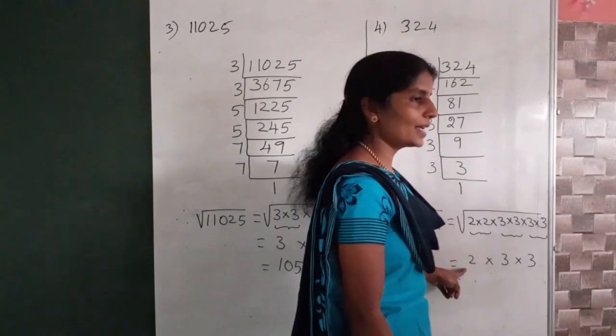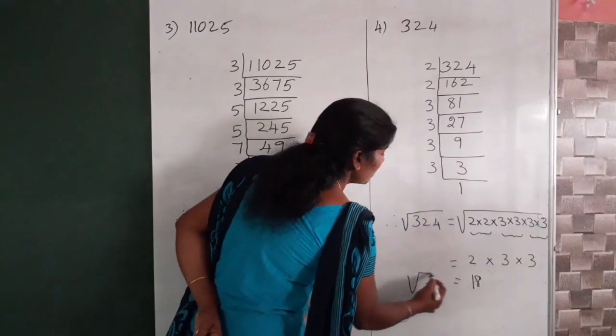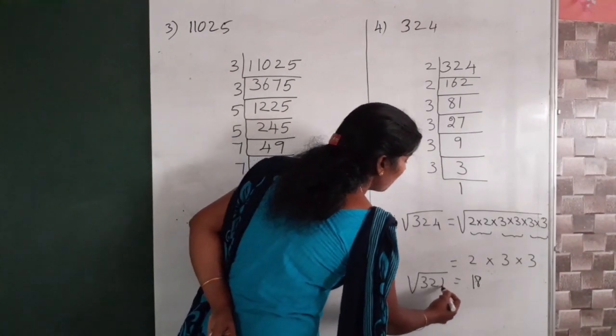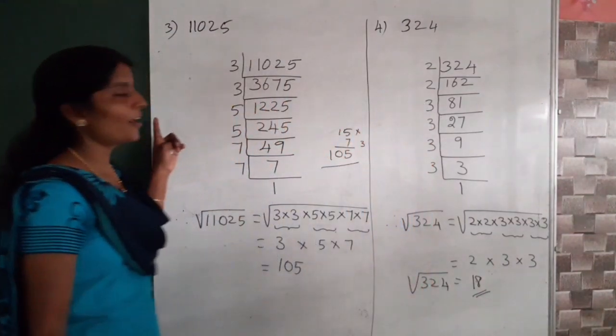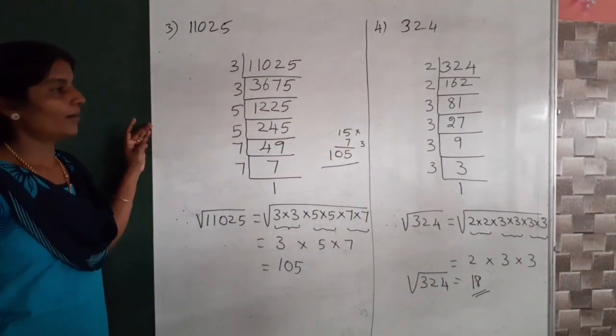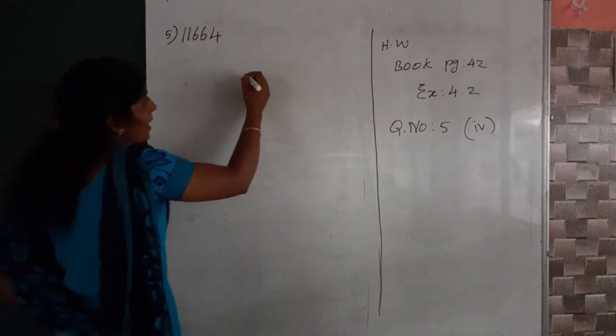Okay. Now what's the answer? 3 2s are 6. 6 3s are 18. Therefore, square root of 324 equal to 18. Okay. Now clear? Prime factorization method. Okay. Now fifth question. 11,664.